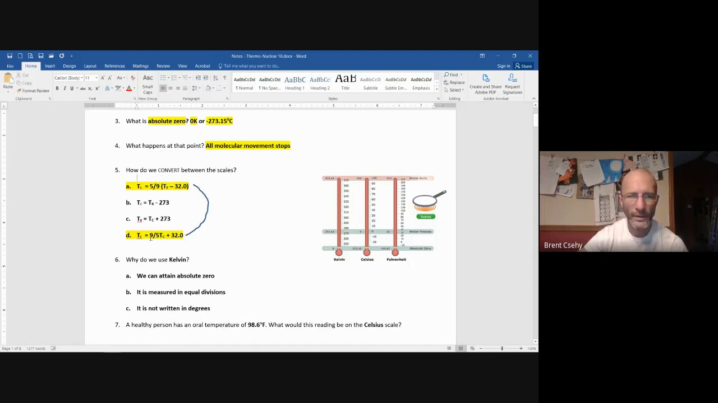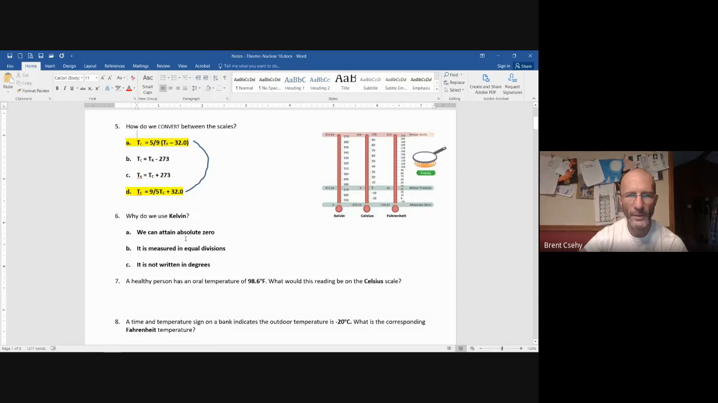And then over here, just go straight through. 9 divided by 5 times TC plus 32. And we'll do a couple of those problems later. And then you get these others. These are just simple conversions. If you want Celsius and you're given Kelvin, just subtract 273. If you're given Kelvin and want Fahrenheit, just add 273. So that's fairly straightforward. But these are the two that people tend to get a little bit confused.